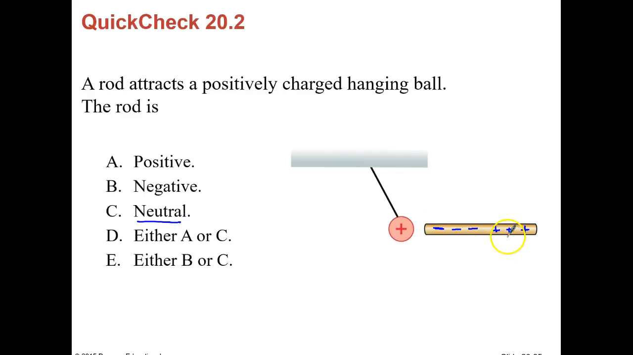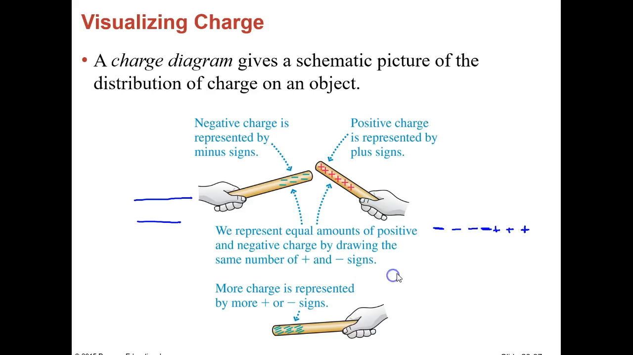Or is it that this thing has got an excess number of negative charges, and so therefore it would be negative? So it looks like our answer here has got to be letter E, either B or C. So it can either be a neutral rod, which may have a little bit of excess on one side versus the other, but the same number of charges, or it could have just more negative charges on it. So that is your answer.